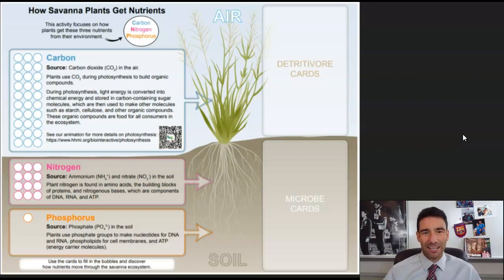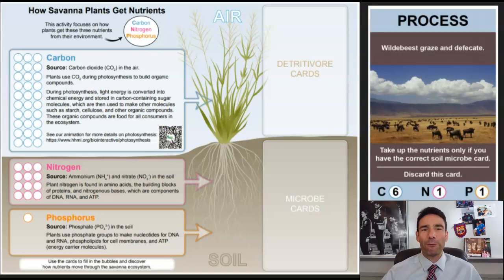All right, let's get going with the game. So as you know, I have a shuffled up deck of cards that have all kinds of interesting things on them. And the goal of the game is to collect all the nutrients that my plant needs for survival. So let's get playing. All right, first card.